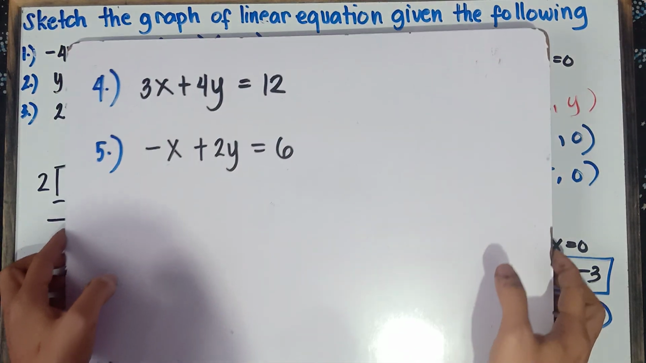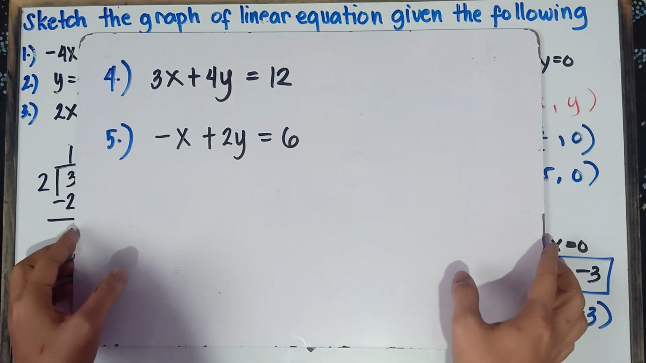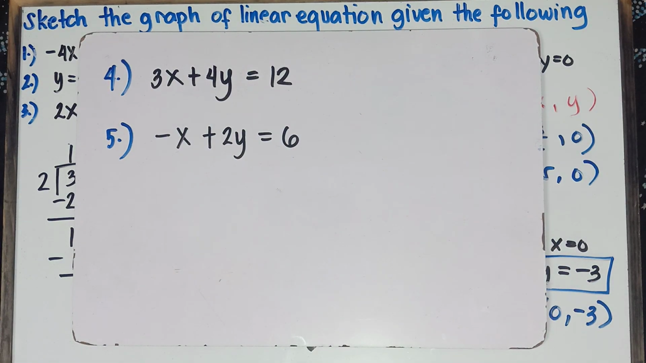So how about you try this one, class? Number 4 and then number 5. You find the ordered pairs and you plot them. You put your answer on the comment section down below with regards to the x-intercept and the y-intercept. Let me check, class, if you really understand our topic.